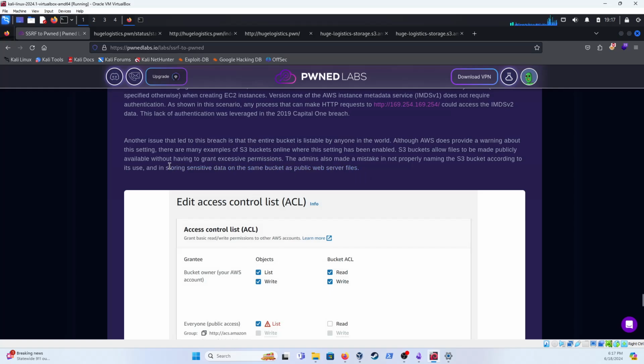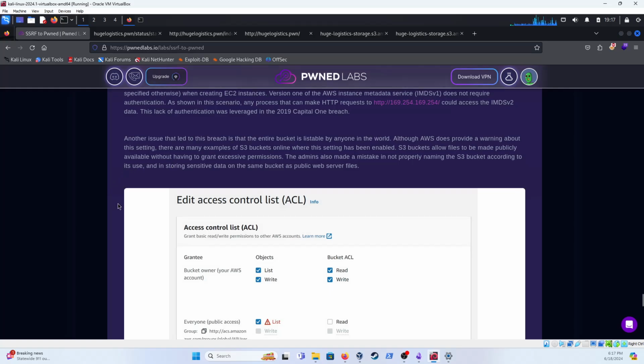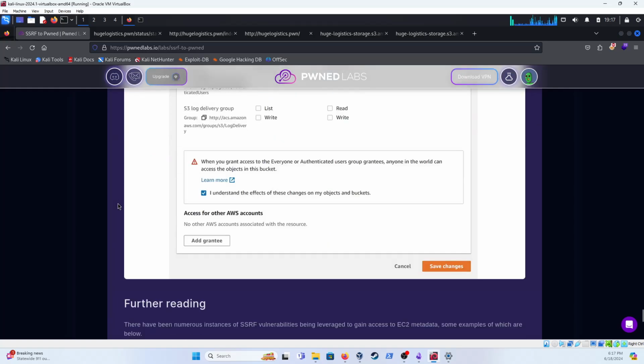So to read between the lines there, you want to store sensitive data on separate S3 buckets if you're going to use S3 buckets, right? It's a big mistake to use the same S3 bucket for sensitive data and public server files.